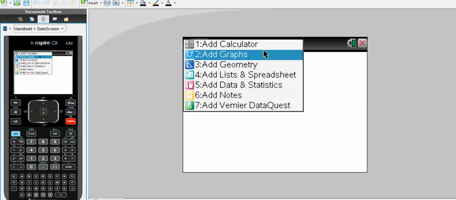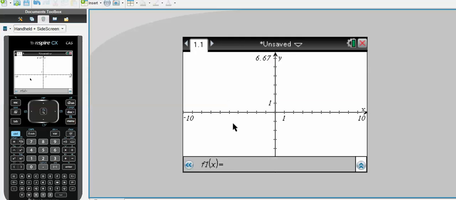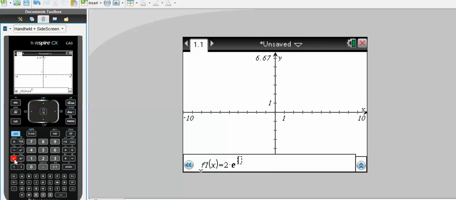So what I'm thinking is, what did I say? 2 times e to the 0.5x minus 1, wasn't it? So that's what I'm thinking. Let's have a look. And that looks pretty good, doesn't it? I think that looks about right. Looks like it's got an asymptote of minus 1, goes through the point 0, 1.